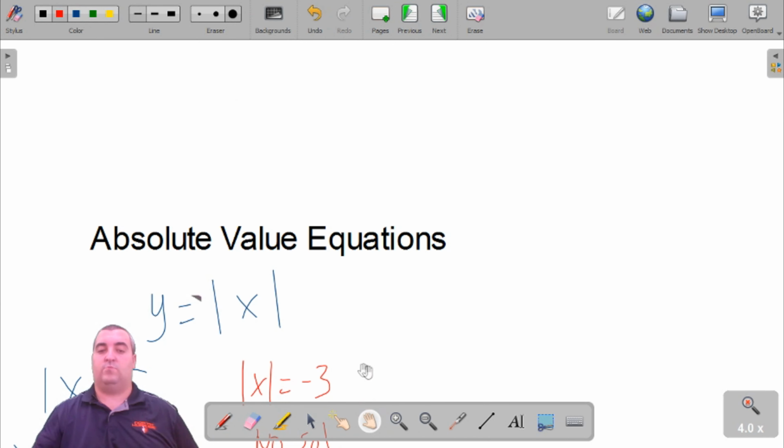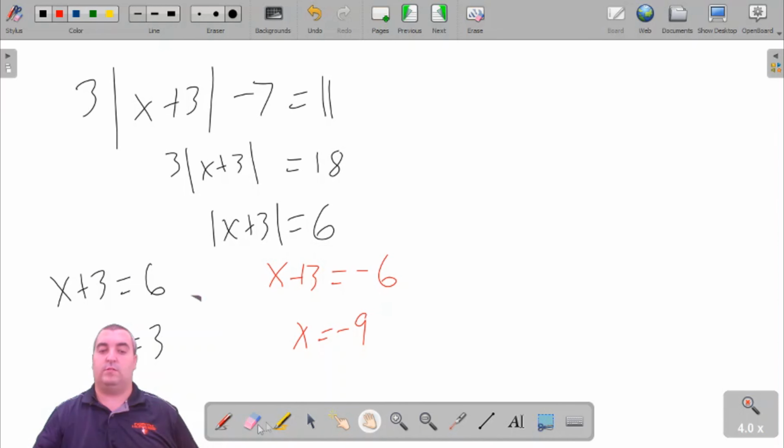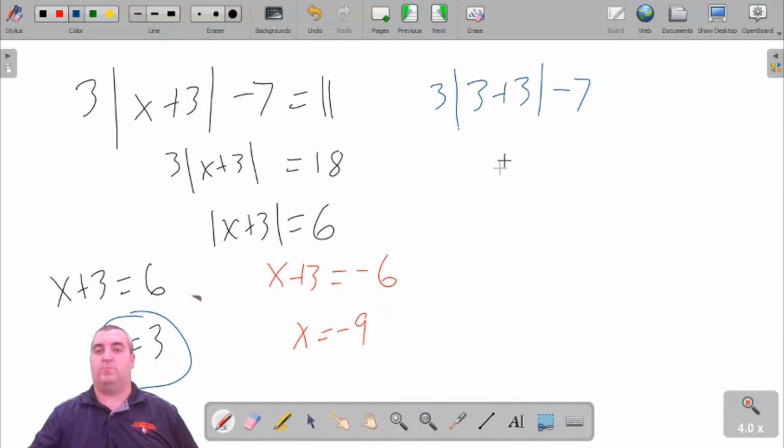Now, something that's really important with absolute value equations is you should always, always, always check your solution. So I'm going to check 3 first in blue here, and you'll see why, and really more so in the next example, but it's still good to check it. So 3 times the absolute value of 3 plus 3, minus 7. And I'm trying to see, does that equal 11? So 3 plus 3 is 6. Still got technically the absolute value because I haven't dealt with that yet. This becomes just 6. 3 times 6 is 18.